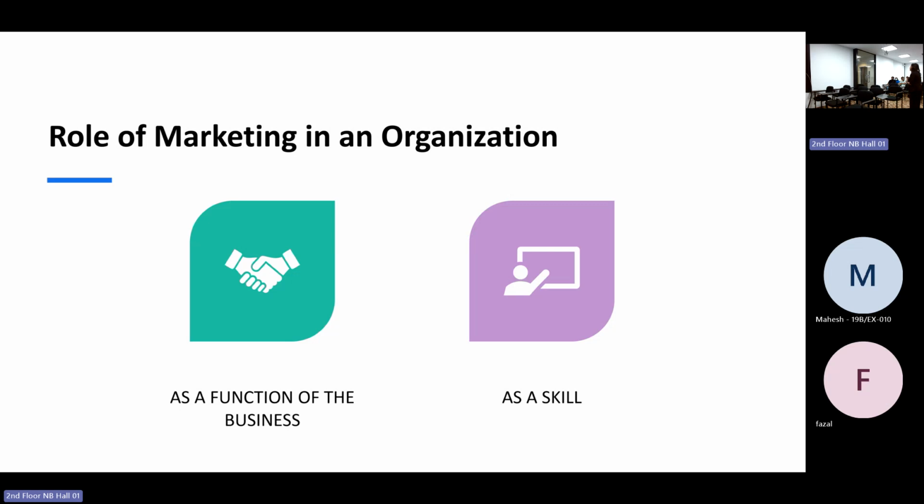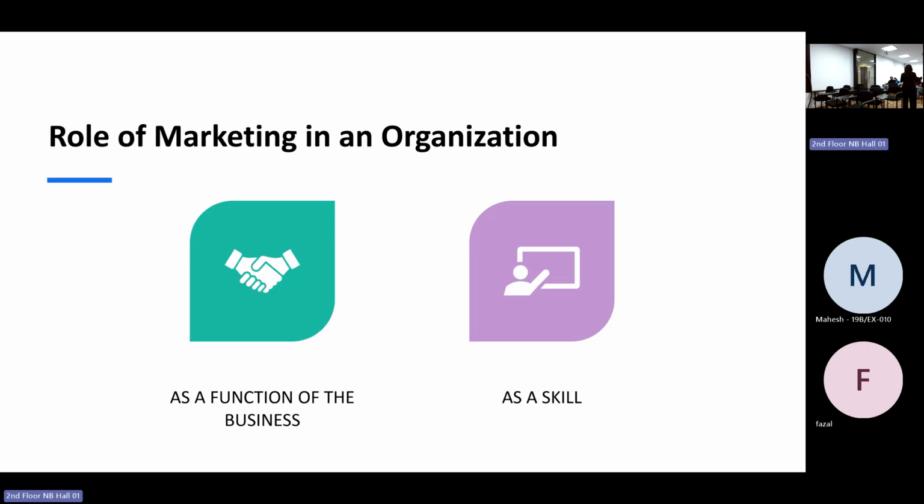So that's one thing. Another one is as a skill. That means in relevant to marketing, there are two skills that we will be learning. We have market sensing ability, and another one is relating ability. Those two are there, right? So before that, you can write down on that paper also. These two are there. As a function of the business, write down one example.